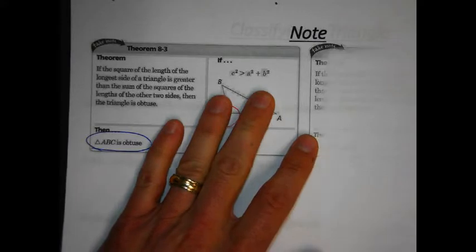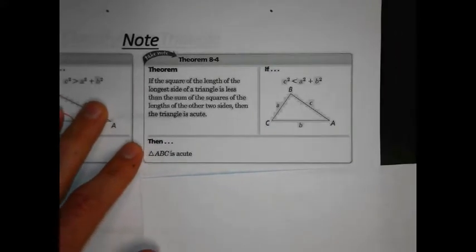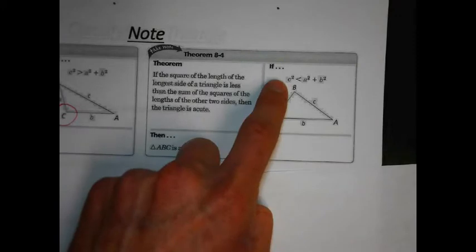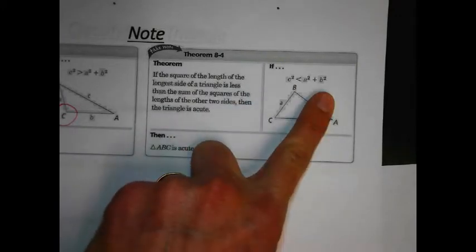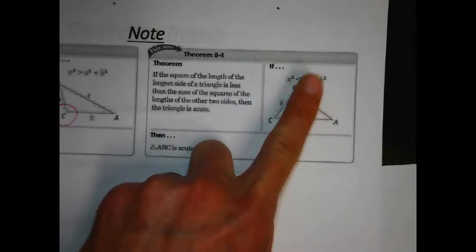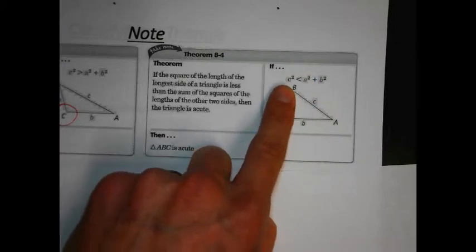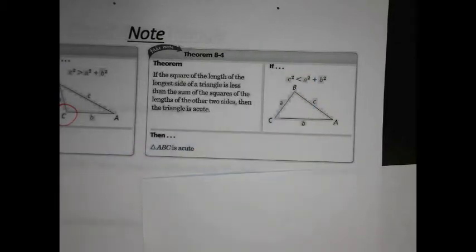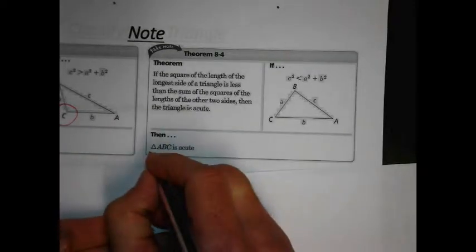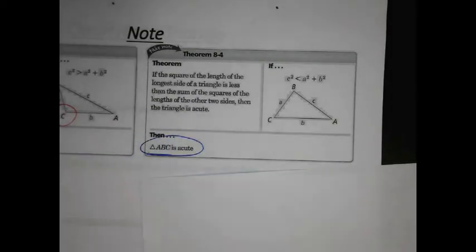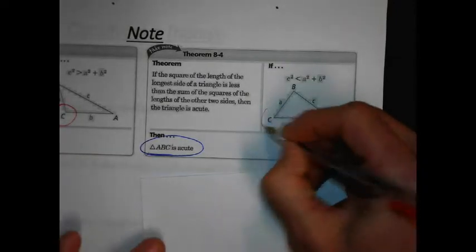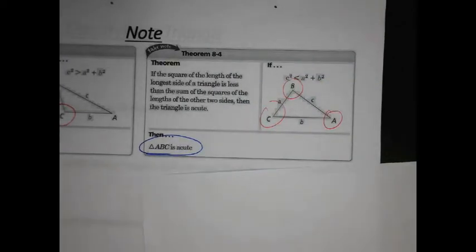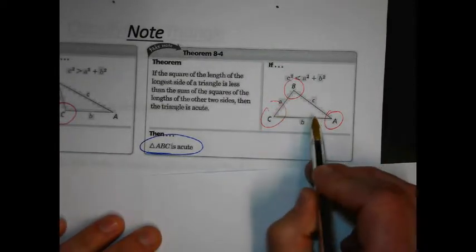Well, what if that wasn't the case? What if we had the situation where the square of the longest side was smaller than the sum of the squares of the other two sides? What would happen if the square of the biggest side is smaller than the sum of the squares of the other two sides? Then we would have an acute triangle. So what is an acute triangle? It's when all three angles are less than 90. All three angles are acute. We have no angles that are 90 or bigger. It's a cute little triangle. Yeah, all the angles are acute.